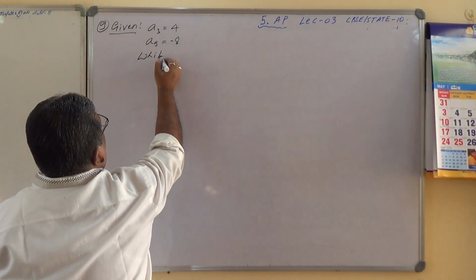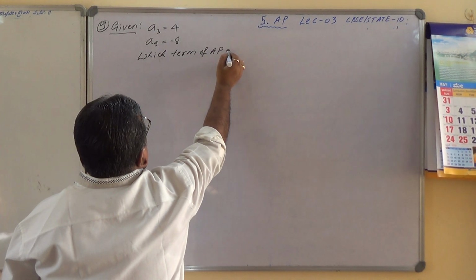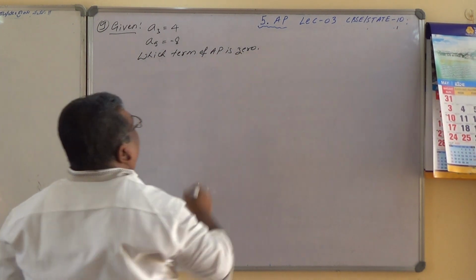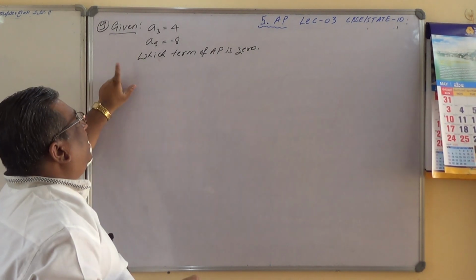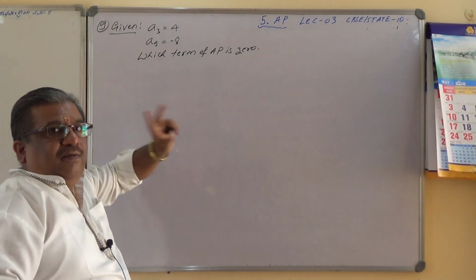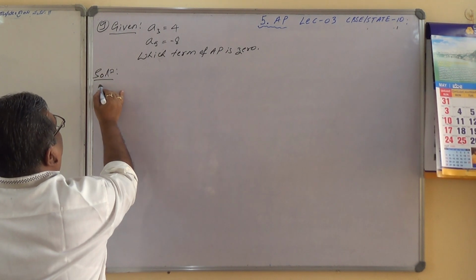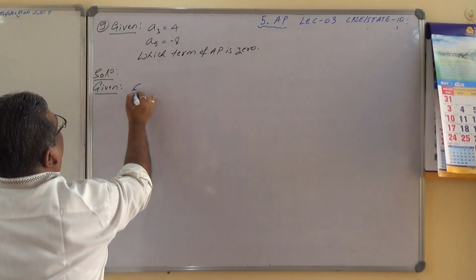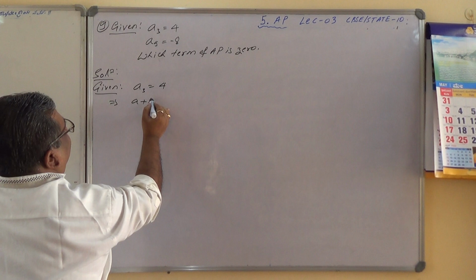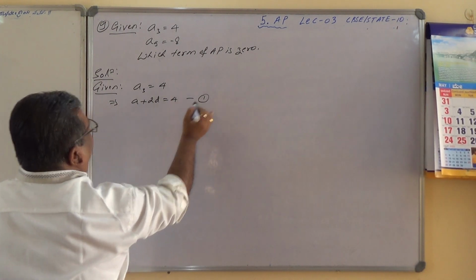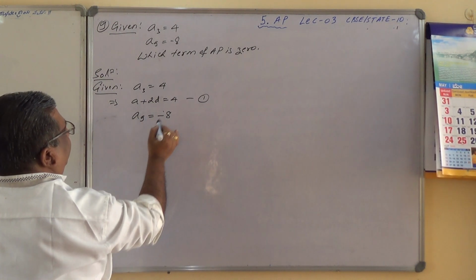Which term of AP is 0? The nth term of an AP be 0, but I must know A and D. Either I should be given the AP or I have to find out A and D, then only it is possible. So how is the solution? See here, solution given. A3 equals 4 implies A plus 2D equals 4, 1. Next one is A9 equals minus 8. What is A9?